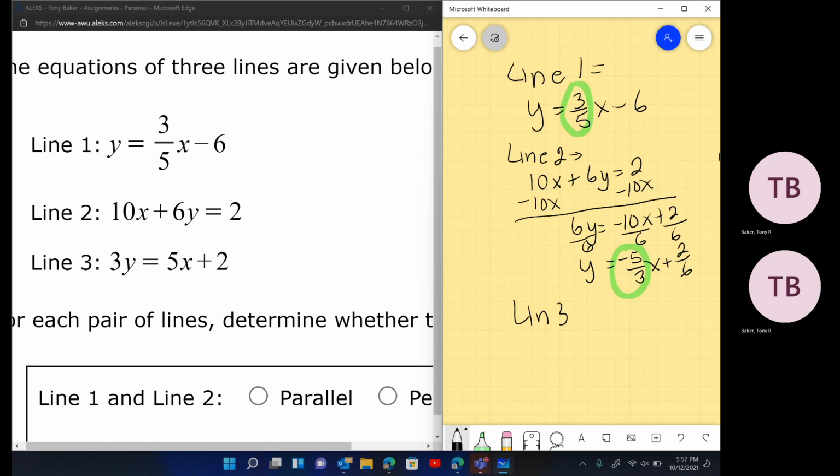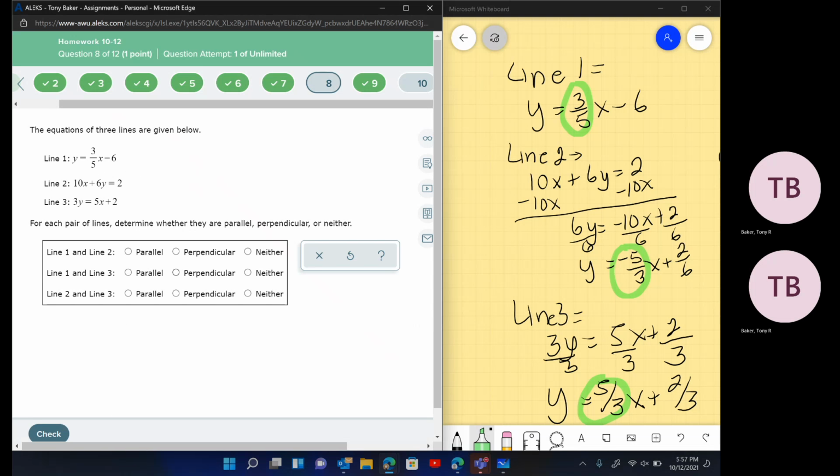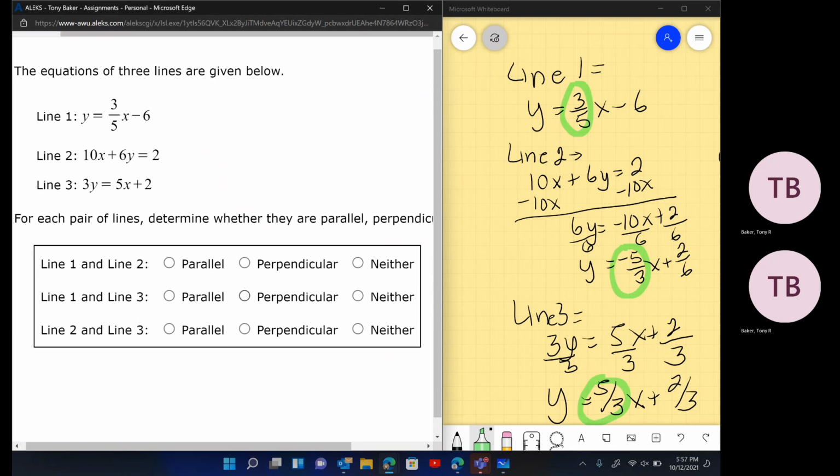And line 3, we do have to solve a little bit. We have 3y equals 5x plus 2. All I have to do is divide by 3. So y equals 5/3 x plus 2/3. So my slope for that one is 5/3. Once I have my slopes, I then have to compare them.